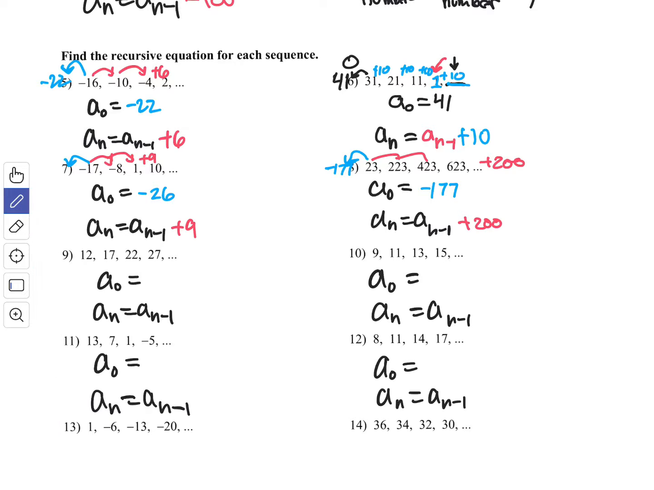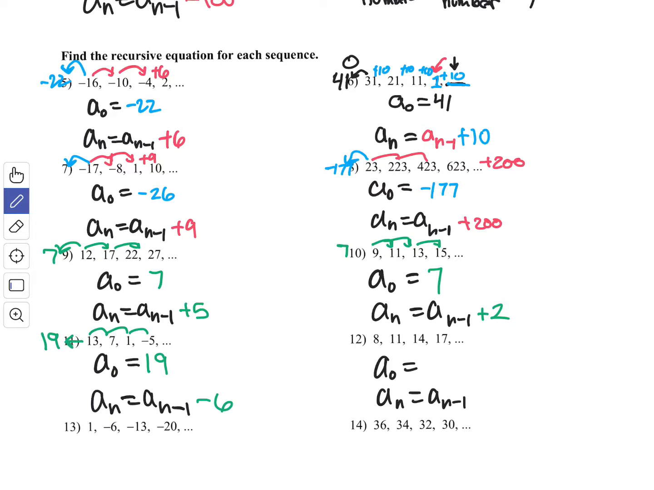So hopefully it's not as complex as it would seem. Here, it looks like we're adding by 5. Going backwards, that would mean it starts at 7. Here, we are adding by 2. So going back, we go down to 7. So a sub 0 equals 7. A sub n equals a sub n minus 1 plus 2. Number 11, 13 to 7 to 1 to negative 5. We're subtracting 6. Going backwards, we would end up with 19, because 19 minus 6 is 13.